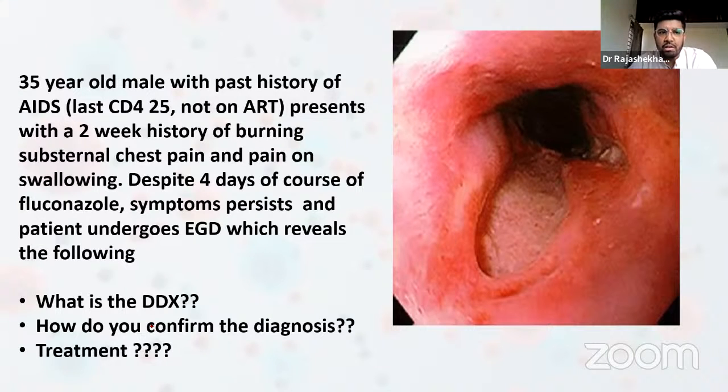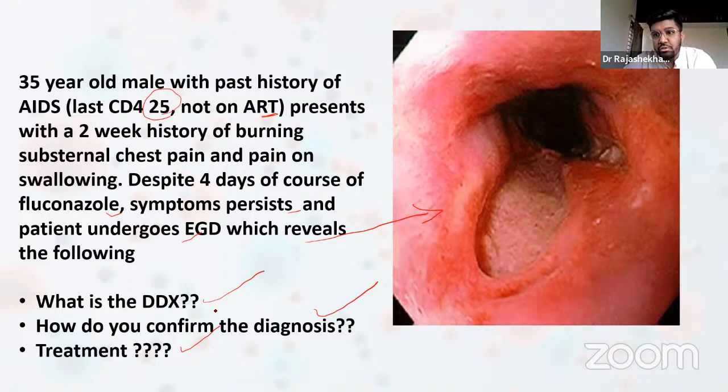There's a 35-year-old male with a past history of AIDS, with a last CD4 count of 25, and presently not on ART. He presents with a 2-week history of burning substernal chest pain and pain on swallowing. That means there was odynophagia and substernal chest pain. He received a course of fluconazole, but despite this the symptoms persisted, and this patient underwent esophagogastroduodenoscopy, which reveals the following picture. So the question here is, what is the differential diagnosis? How do you confirm the diagnosis, and what is the treatment for this?